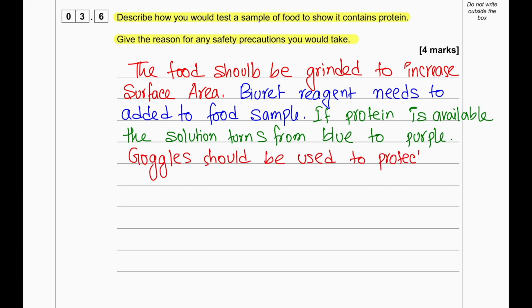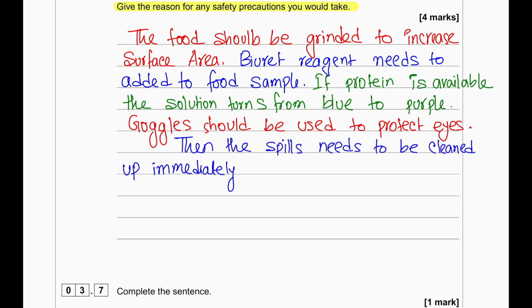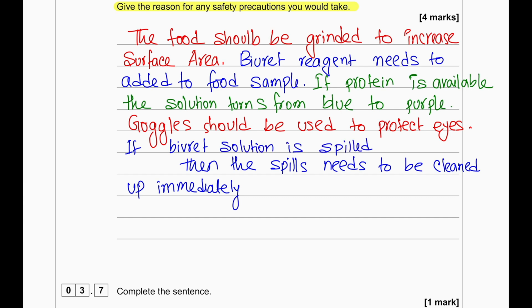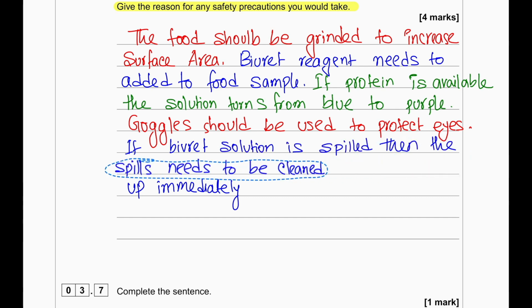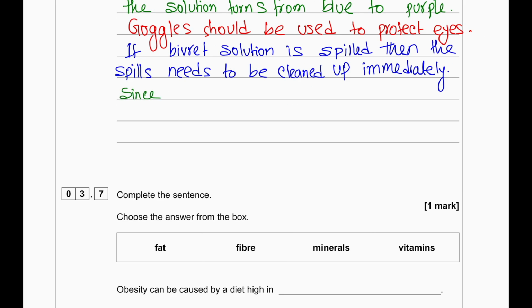Now, as a safety precaution, sodium hydroxide is caustic, and copper sulfate, if it falls in your eyes, can cause a burning sensation. And copper sulfate, if it spills on your clothes, may give permanent stains. So to protect your eyes, you can wear goggles, and any spills in the surroundings must be cleaned up immediately, because biuret reagent by itself is an irritant and corrosive.